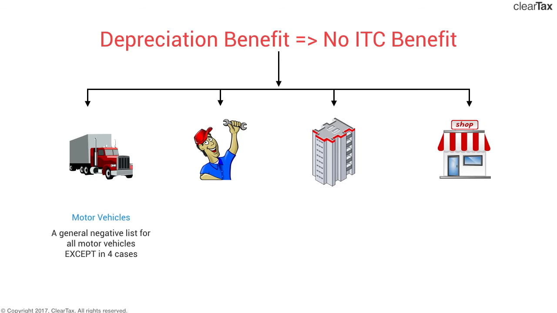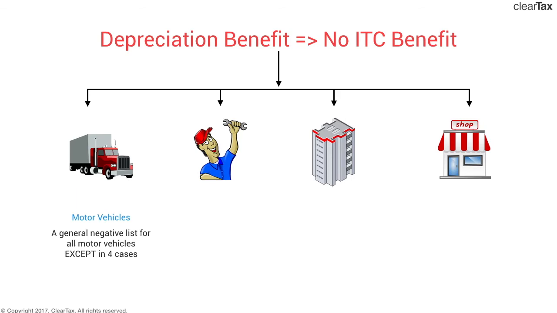We'll get to these cases later when we talk about exceptions to the negative list. A reason why motor vehicles is not included in input tax credit is because it does not really directly contribute to furtherance of business. It's not directly going into output creation, but it's an indirect tool, and there's already depreciation benefit claimed on it.